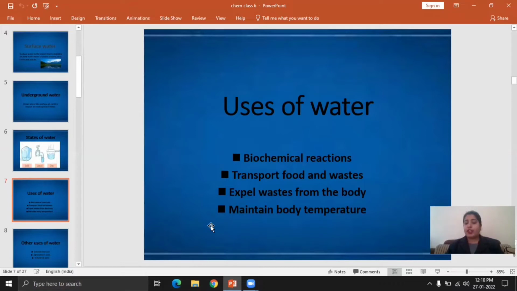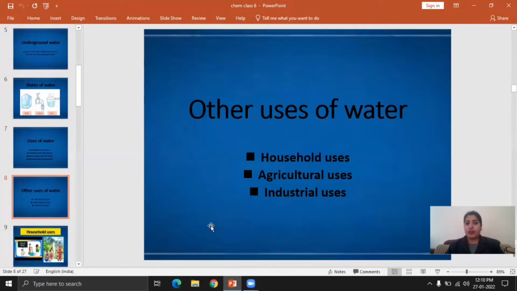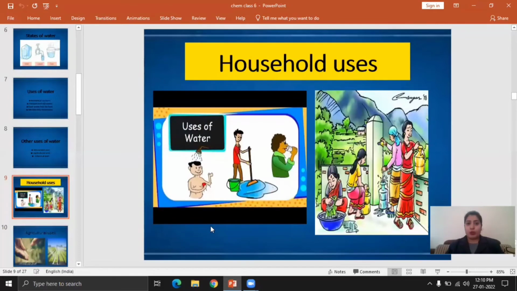These are some of the uses of water, but apart from these, we have a lot more uses. For example, we use water in our household, in agriculture, and in industries. In the household, we use water for bathing, cleaning, drinking, washing clothes, gardening, for brushing teeth, in the toilets. So there are numerous ways in which we use water at our household.